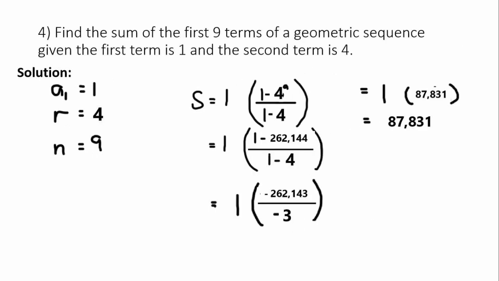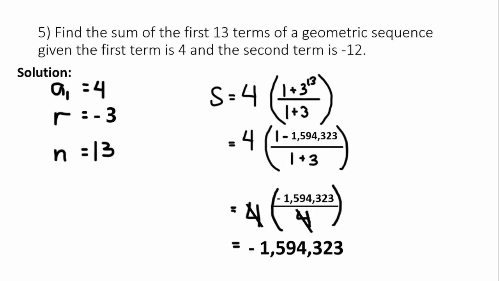Number 4. Find the sum of the first 9 terms of a geometric sequence given the first term is 1 and the second term is 4. The a sub 1 is 1, the common ratio is 4, the n term is 9. S equals 1 times 1 minus 4 raised to 9 over 1 minus 4, equals 1 times 1 minus 262,144 over 1 minus 4, equals 1 times negative 262,143 over negative 3, equals 1 times 87,381. The final answer is 87,381.